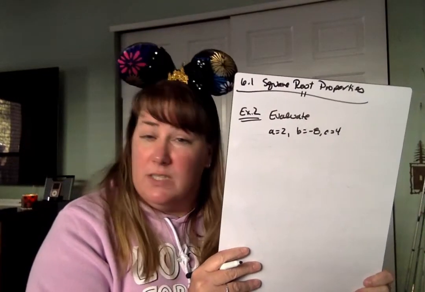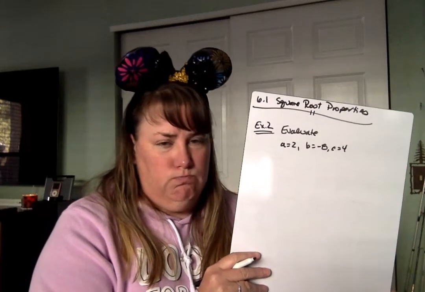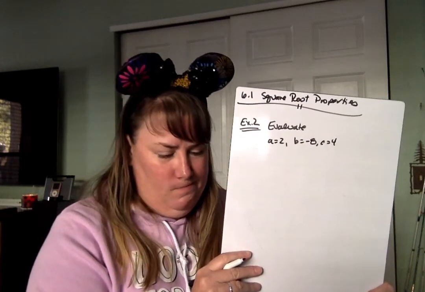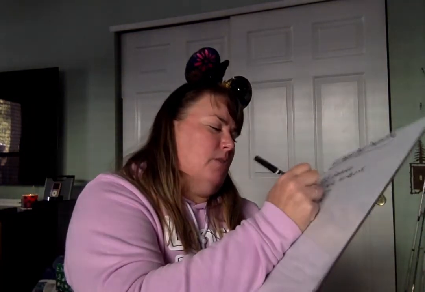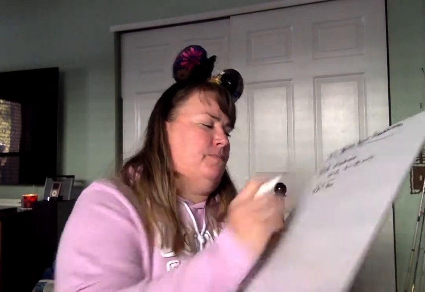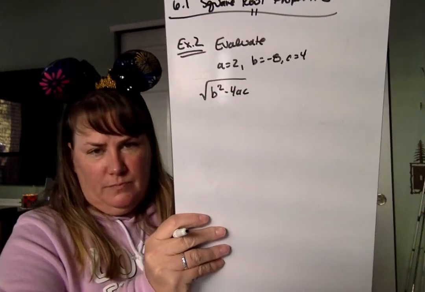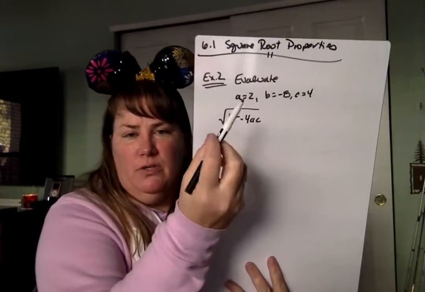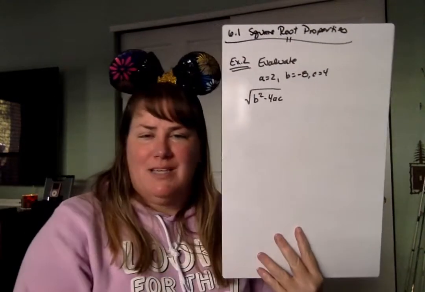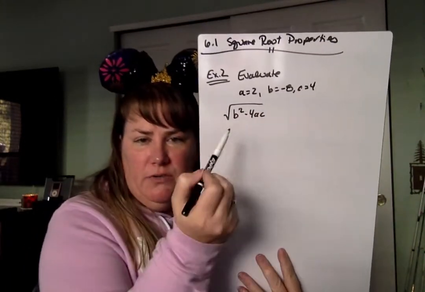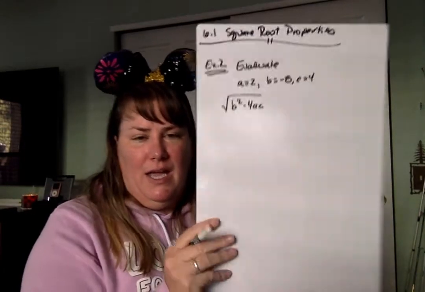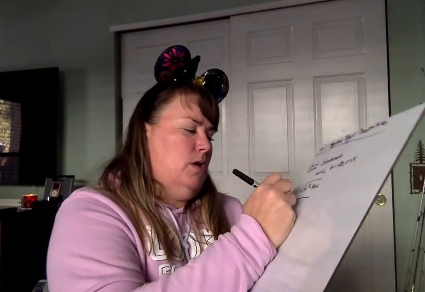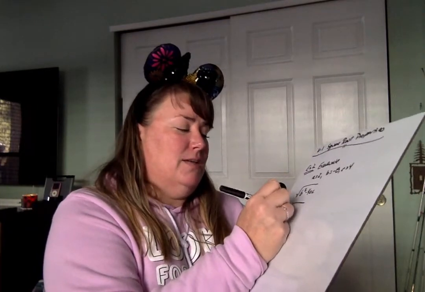You are going to see this later on in chapter, I want to say 9. Maybe 8. I don't know. Here we go. You're going to have the square root of b squared minus 4ac. So what you're going to do, evaluate this problem, it's like a little mini plug and chug. You're going to plug your values in, and you're going to chug through the work. So let's fill in b, a, and c. So we have the square root of b, which is negative 8 squared.